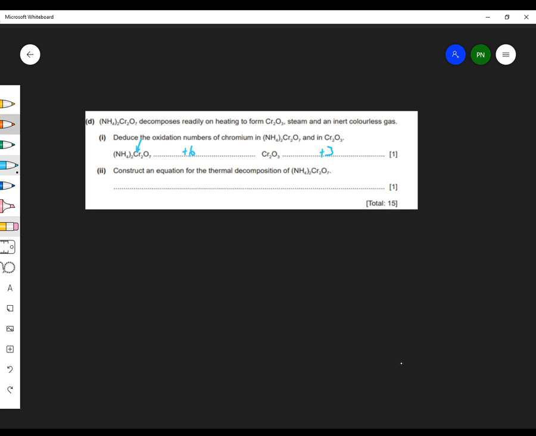And the equation, here we go. Well, obviously the gas is going to be ammonia, isn't it? So we get (NH4)2Cr2O7, and it decomposes to this, so we get Cr2O3. We're going to get the colourless gas, which is nitrogen, and we're going to get 4 waters. Now, why did we lose marks here? Because you didn't balance. It must balance at A level. If it doesn't balance, you don't get the mark. Sorry, guys.